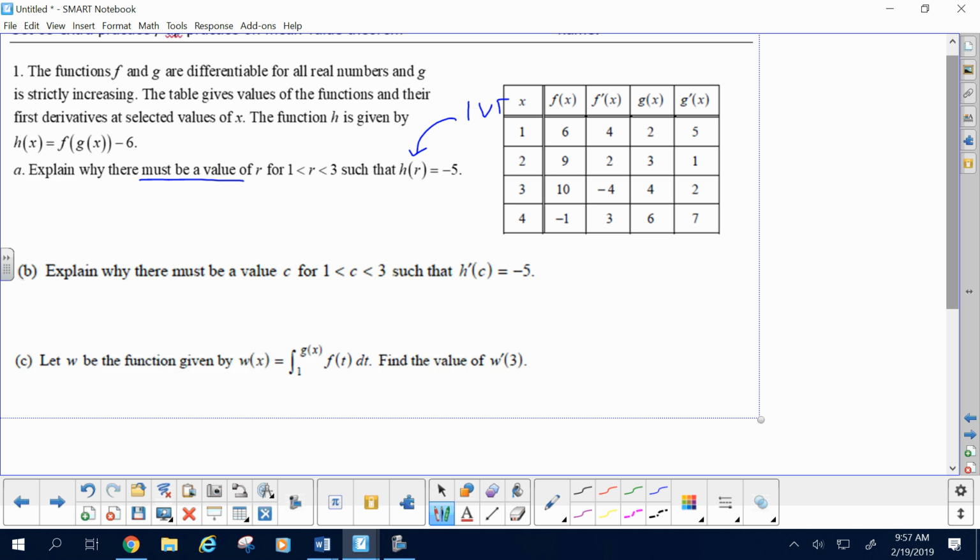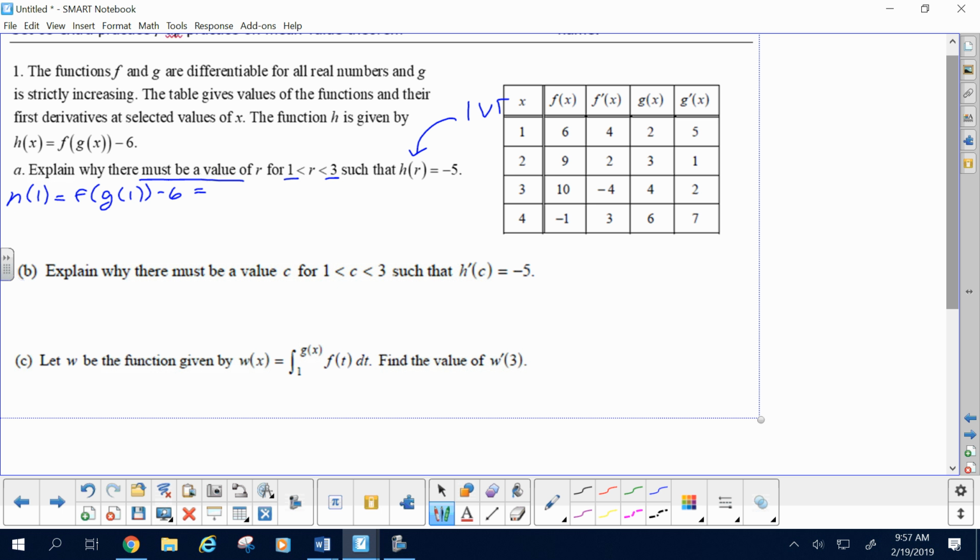If I see a "must there be a value" and it's h, not h prime, then I should think IVT, beautiful, okay? Must there be a value, IVT. Now, the second thing that I stumble on is h is never actually explicitly given in the table. I don't know any values of h, including at 1 and 3. So what's the next thing I should probably do? Find them. h at 1 is f of g of 1 minus 6. Weird, but it is what it is.